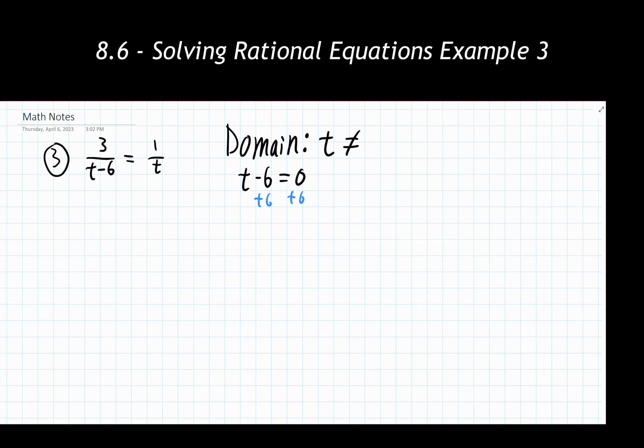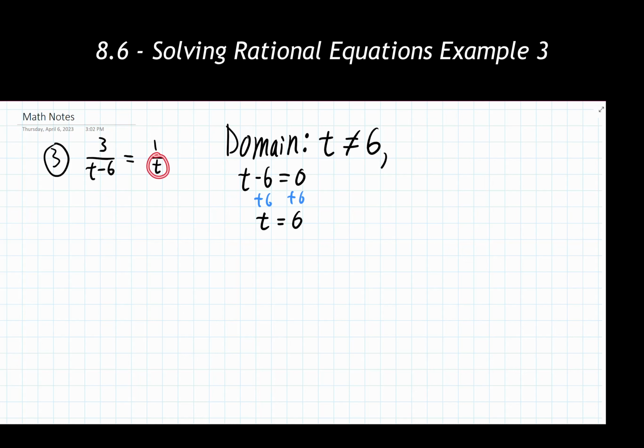I add 6 to both sides. T equals 6. Okay, so that tells me that if 6 was plugged into this expression's denominator, that would create division by 0. So therefore, part of my domain restriction is that t cannot equal 6.